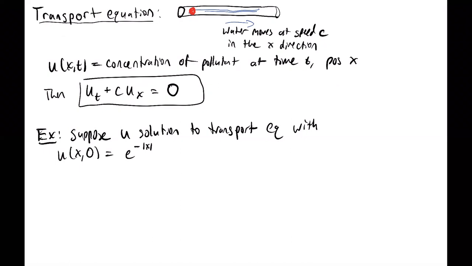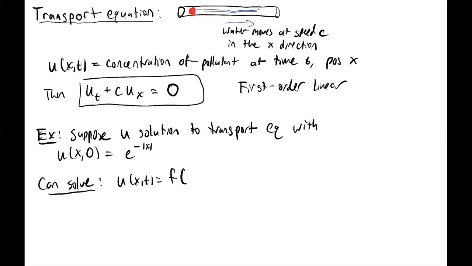And so we know how to solve this, right? Because this is just a first order linear equation. And so we have a formula. In particular, there are constant coefficients, so we can just use the formula without having to worry about the more complicated case where you have to solve an ODE or something like that. And so the solution is just, we know that u(x,t) is equal to some function f of x minus ct, where the c just comes from looking at the coefficients.